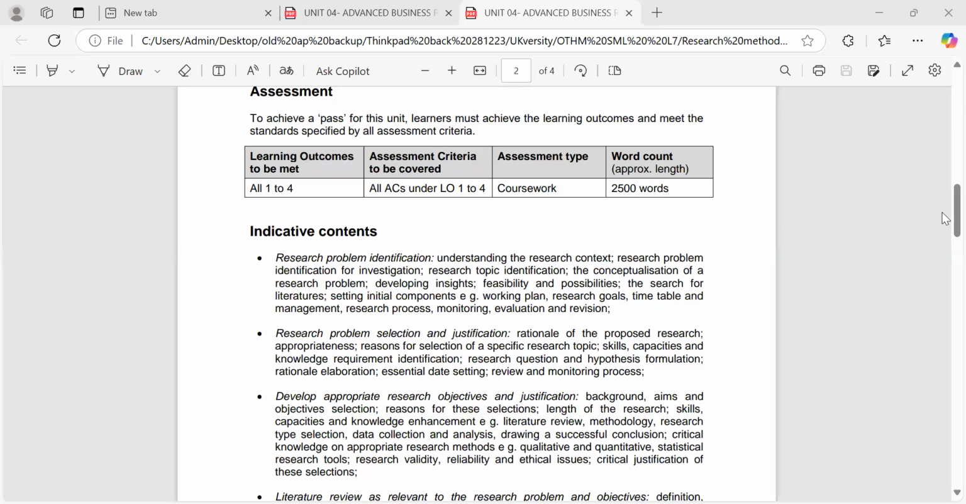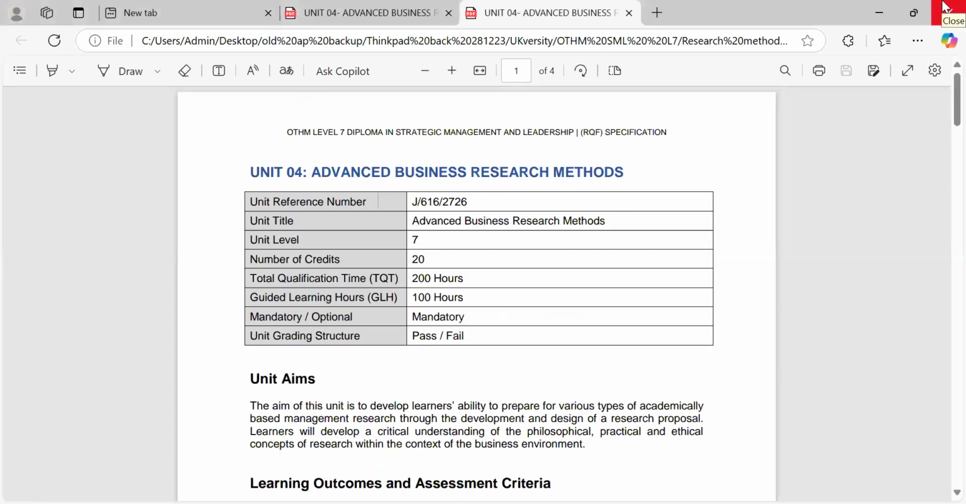So we'll start. Before starting this unit, we'll discuss what we're supposed to cover. We'll go through the key learning outcomes and how we'll address and deliver them. As you know, we are delivering Unit 4, which is Advanced Business Research Methods, and we are doing the OTHM Level 7 qualification, and it's a 20 credit unit.